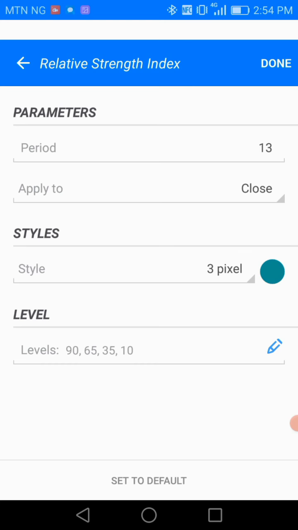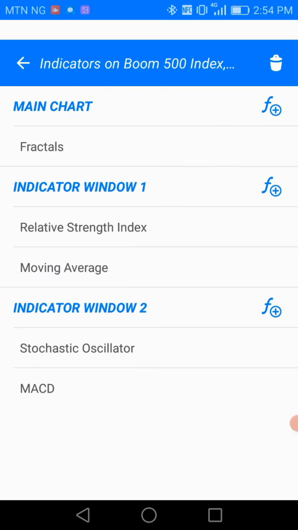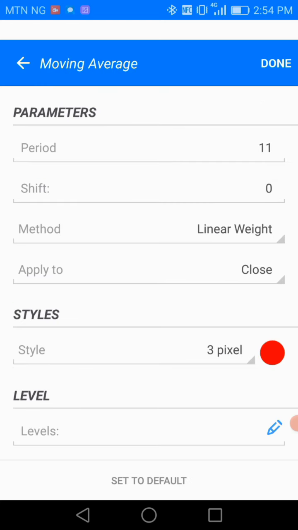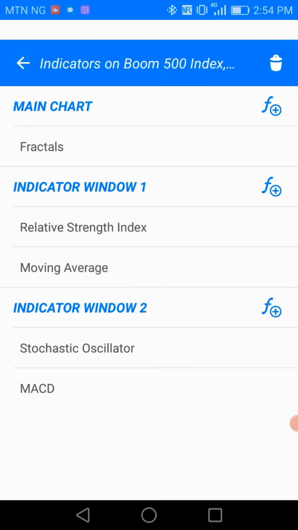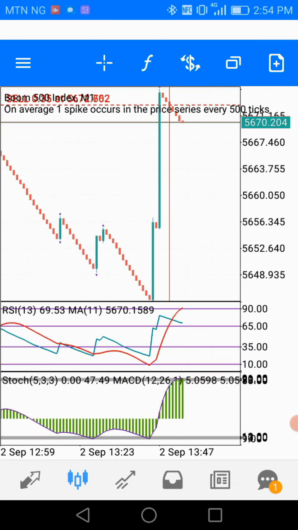Then you click done. The second indicator we have there is the moving average, okay? Period is 10, shift is 0, method is linear weighted. You apply it to close, the style is 3 pixels, color red. You can as well use any color of your choice. Then you click done. Now let's check our trade before I give you the settings for the second indicator window.